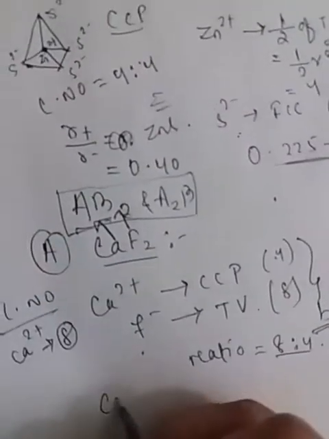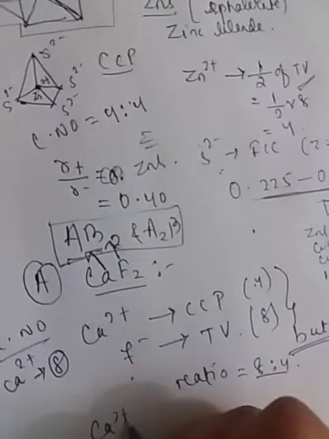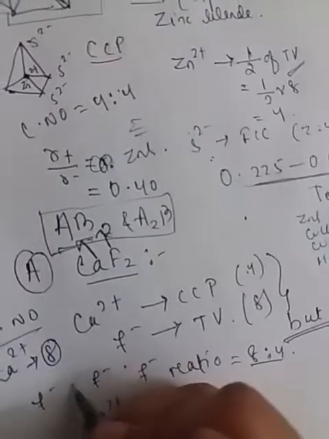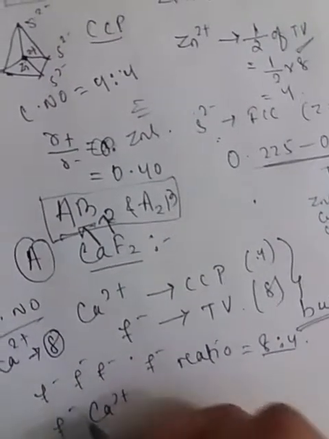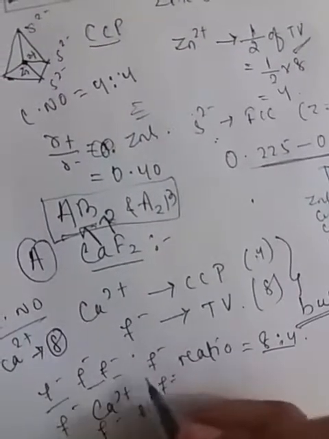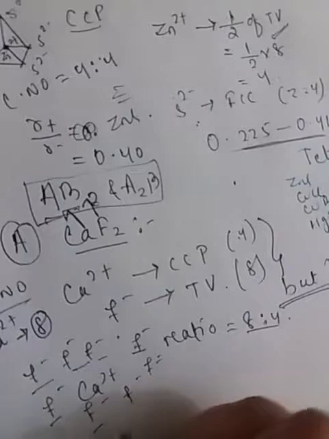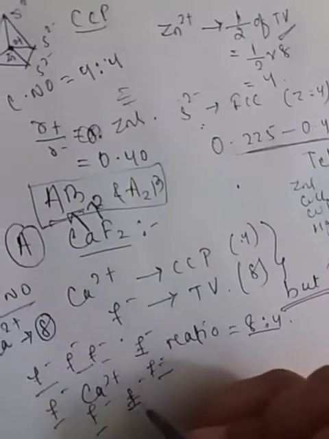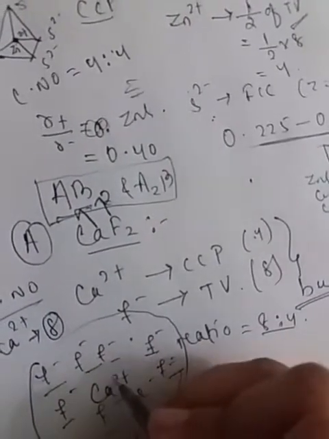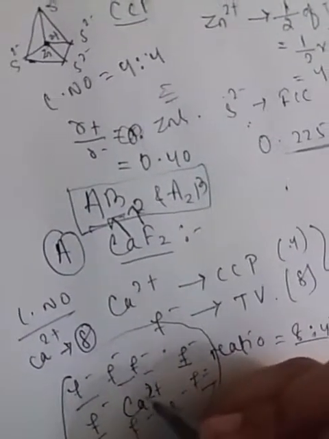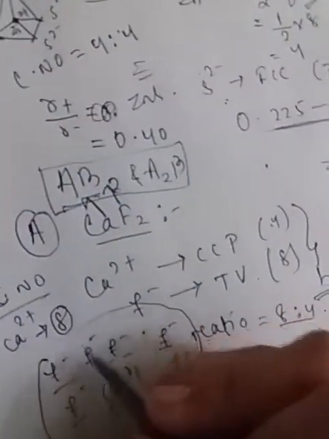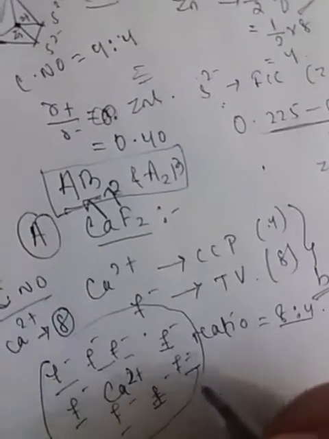and each calcium cation is surrounded by 8 fluoride ions, F-, F-, F-, F-. Here F-, F-, F-, F-. In this way, 1, 2, 3, 4, 5, 6, 7 and 8. So this is the arrangement. 8 F- ions surround the Ca2+. So the coordination number of calcium ion is 8, as it is surrounded by 8 F- ions.